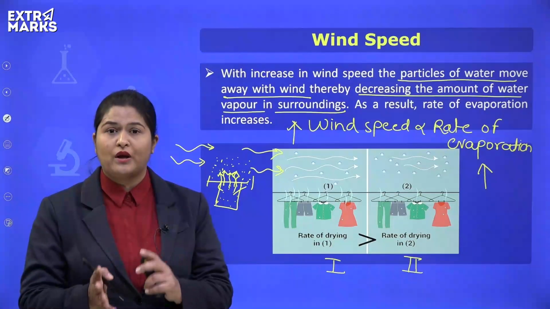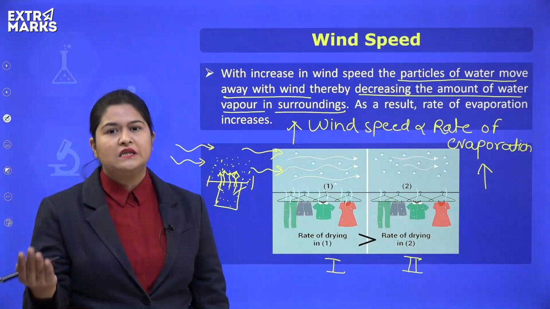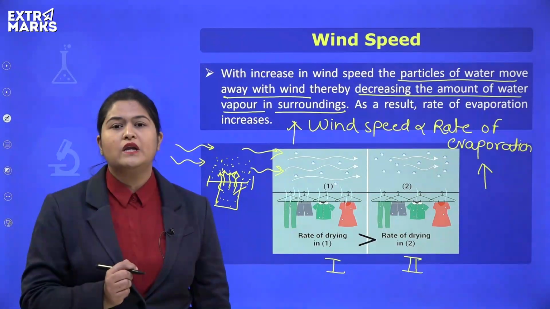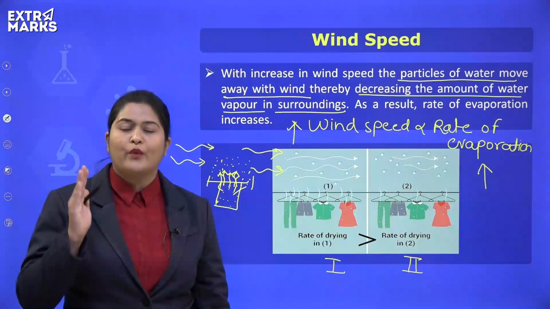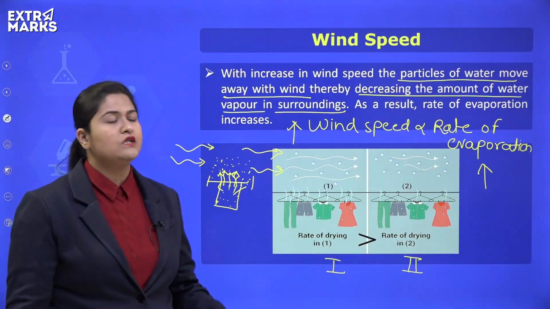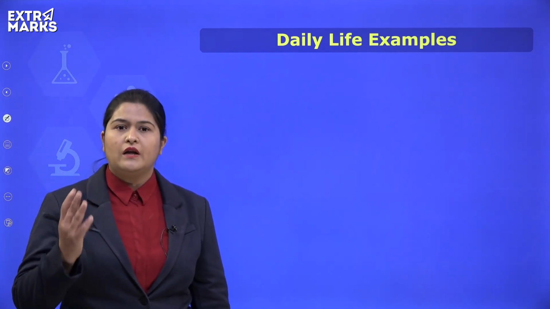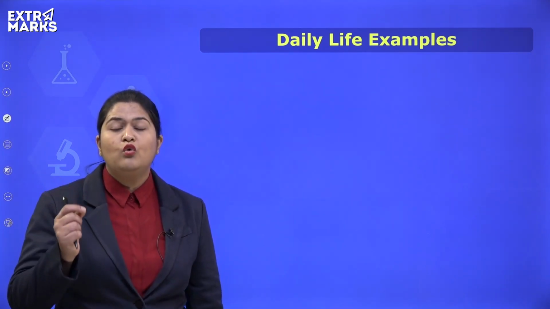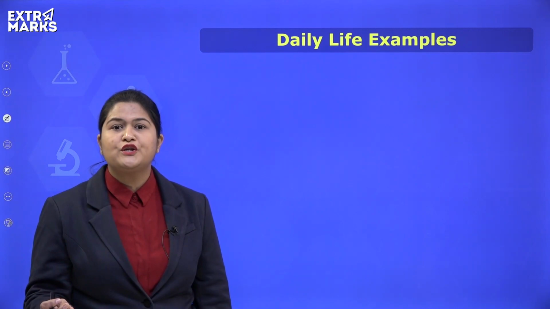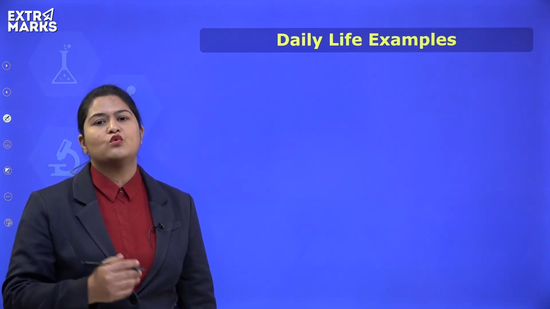So please remember this relationship as well as the reason why evaporation is increasing with increase in temperature or why evaporation is decreasing with increase in humidity. The reasons should also be clear to you all, because a number of questions come from this particular section. Understanding based questions, reasoning based questions are asked. Now let's have a look at a few daily life examples, a number of examples where the cooling effect of evaporation is made use of for our benefit, or a few observations where the answer to the observation is the cooling effect of evaporation.